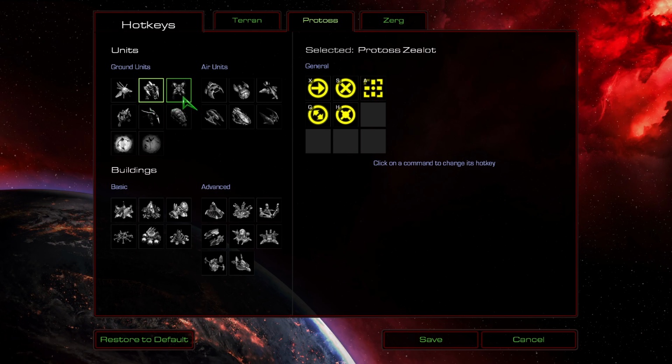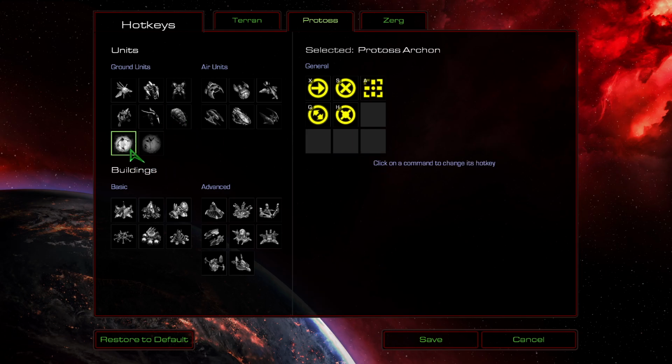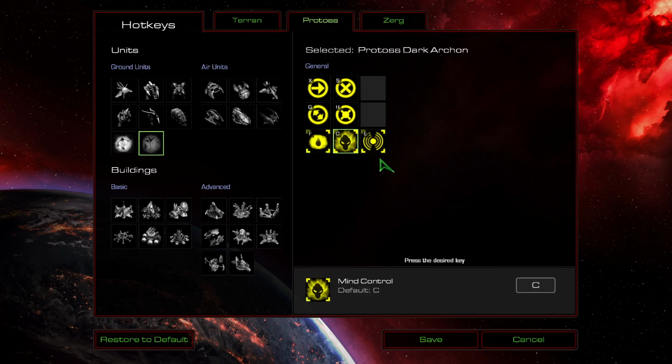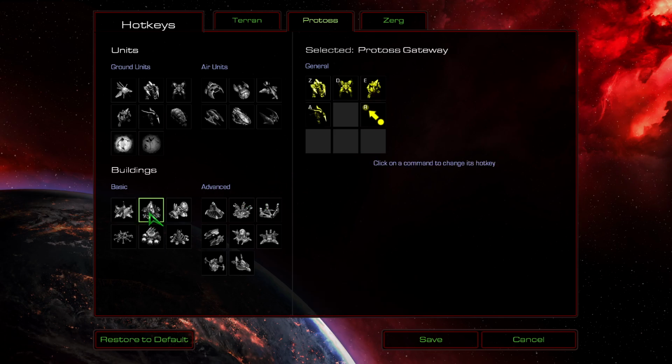Protoss. I changed a little bit, not too much. Let's see. That's default. I changed Hallucination to C. These are all default. I changed Probe to S. It's kind of like Terran's SCV. It's because I press F2 S with my middle finger and ring finger: F2 with my middle finger and then S with my ring finger, then F3 with my middle finger and S with my ring finger, F4 with my index and S with my ring finger once again. I just build workers with my hammer hotkeys at F2, F3, and F4.